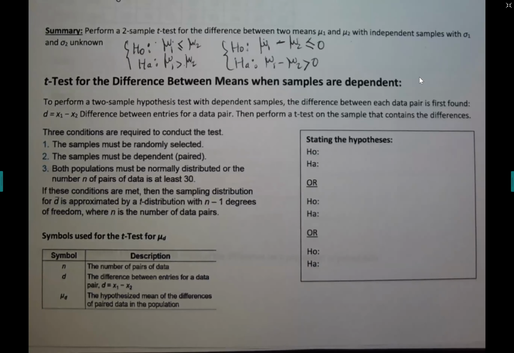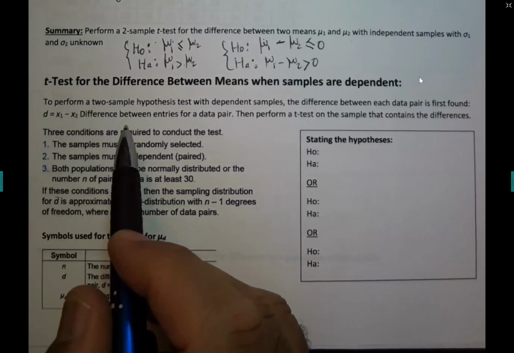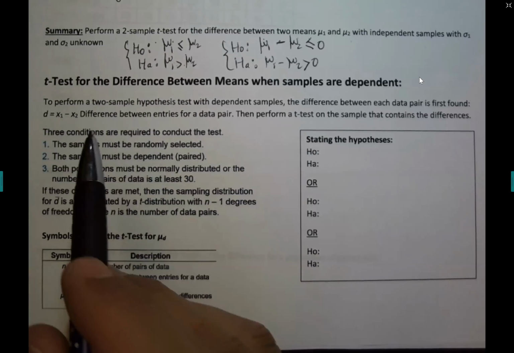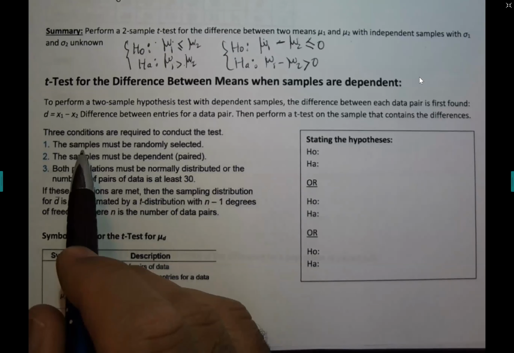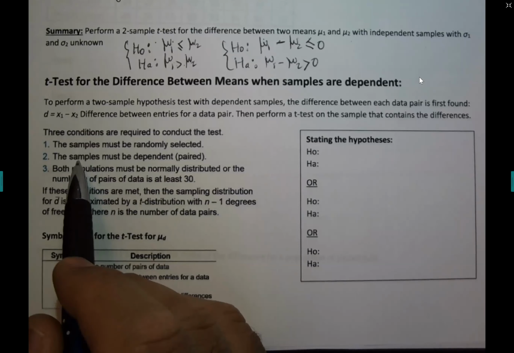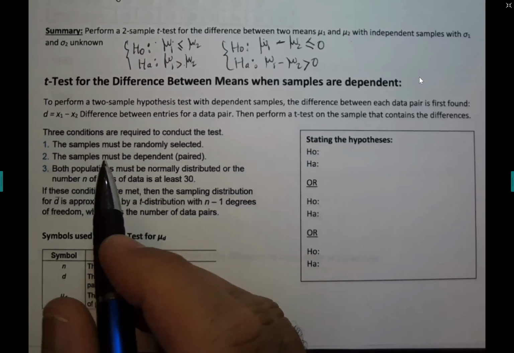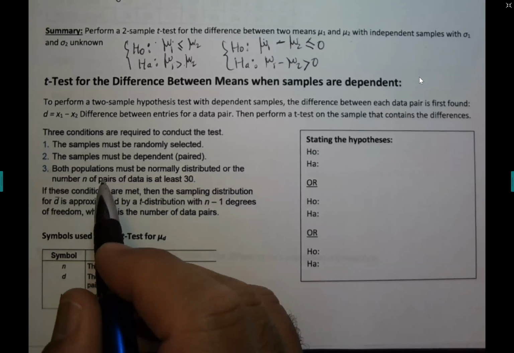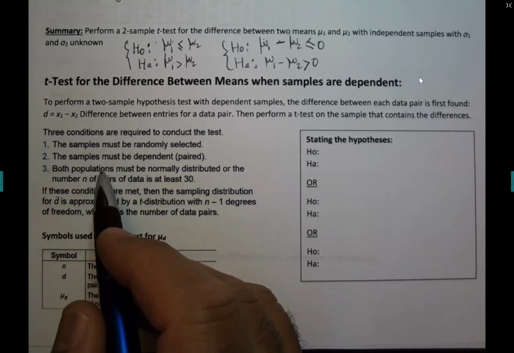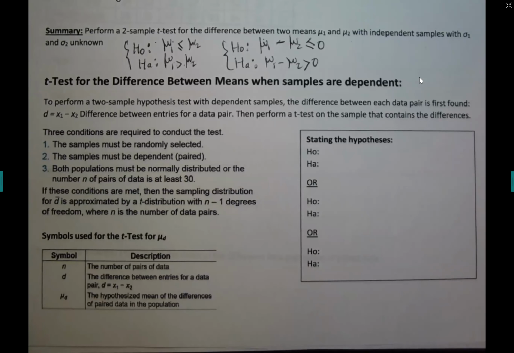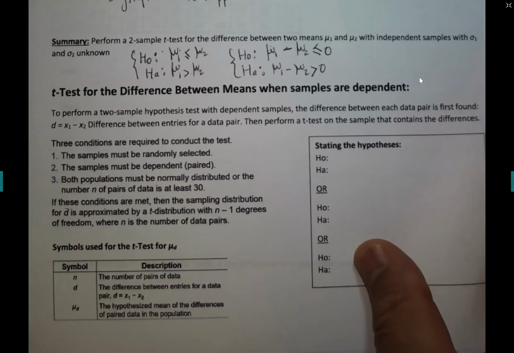The conditions for the test. I'll go over this in a little bit. The samples must be random, always. The samples must be dependent, unlike independent in the other tests. And the populations must be normally distributed, or the sample size is 30 or more. If you have those 3 conditions met, guys, you can perform the dependent samples test, which I'm going to show you in detail in a second. I would like to show you the details through an example. So I'm going to turn the page over.